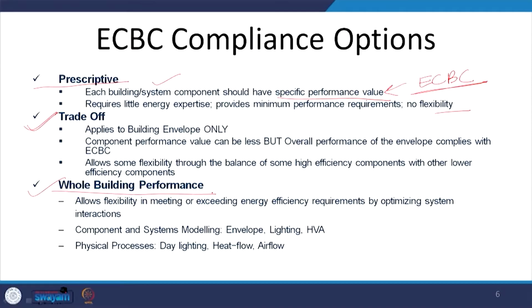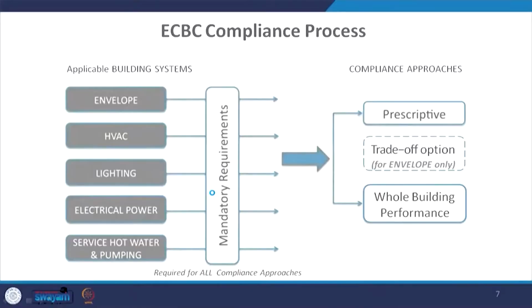So, we will look at this whole building performance method in the last 2 weeks through the details of a simulation tool, how to use a simulation tool. So, this is to summarize the ECBC compliance process. We have looked at the different applicable building systems: envelope, HVAC, lighting, electrical power and service, hot water and pumping. So, we have minimum mandatory requirements for each one of these.